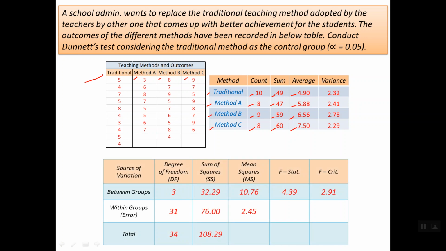Regarding the one-way ANOVA table and the result for the one-way ANOVA test, it is already here. As you notice, the calculated value of F is 4.39. It's greater than the critical value of F, which is 2.91. So simply the conclusion for this one-way ANOVA test is that there is a significant difference between the means of the groups for this study.